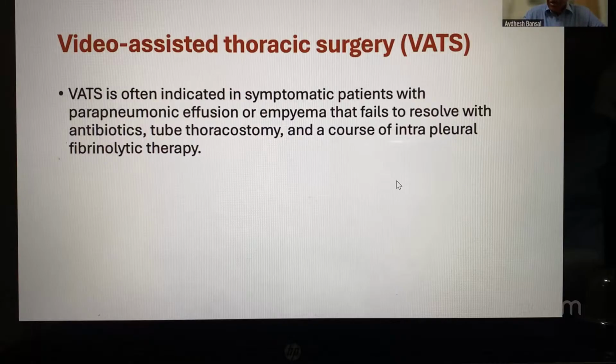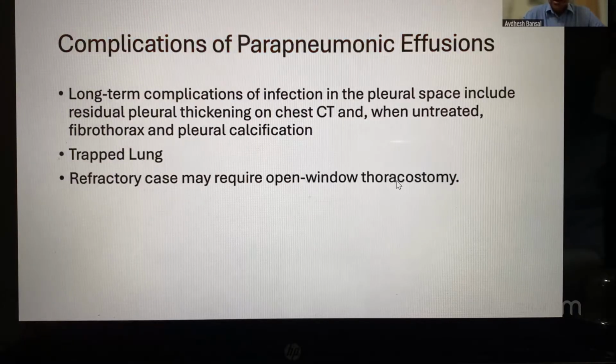And obviously, this will be used only in patients where antibiotics, tube thoracostomy, and a course of intrapleural fibrinolytic therapy has not worked. Okay, and these are the patients. So that's why in some of the centers, when a patient with empyema comes, they tend to involve surgeons earlier on, so that in case it fails, the surgeon is involved and he will come into the picture.